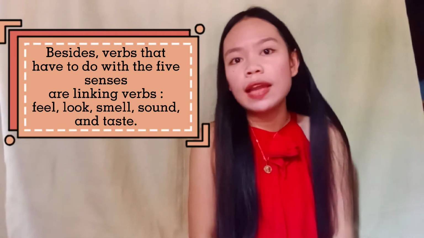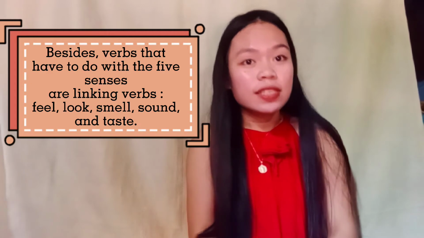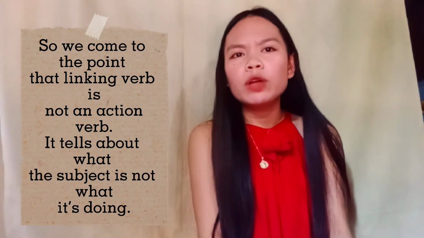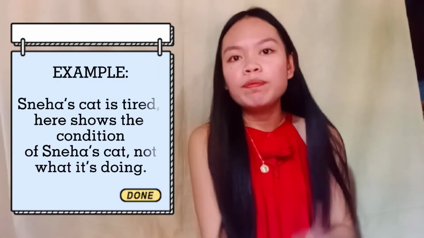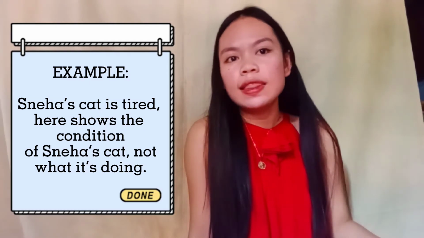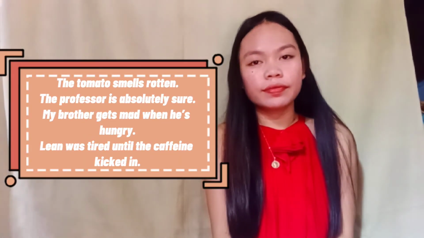Besides, verbs that have to do with the five senses are linking verbs: feel, look, smell, sound, and taste. Those are the linking verbs that you can see in the five senses. So we come to the point that a linking verb is not an action verb. It tells what the subject is, not what it is doing. For example, Sheena's cat is tired. Here it shows the condition of Sheena's cat, not what it is doing, right? So here, the word is works as a linking verb because it connects the sentence. And other examples are these.